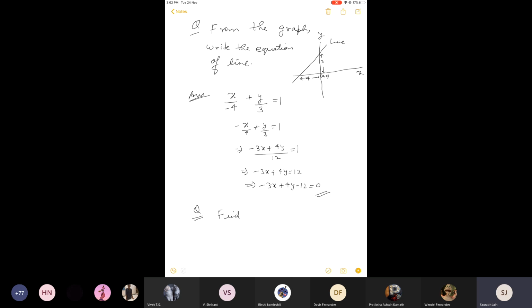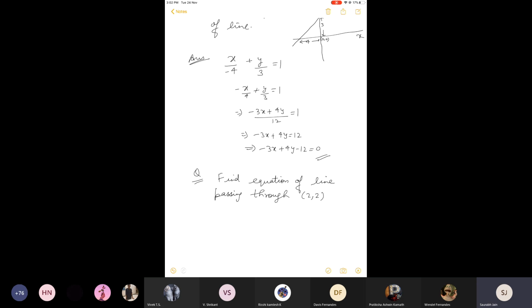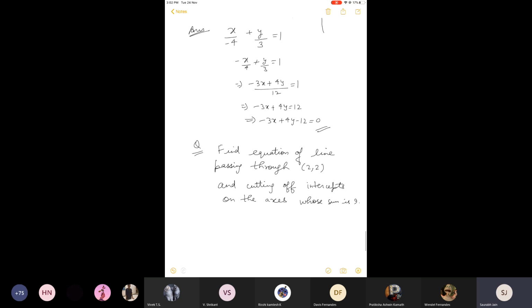Solve this question then. Find equation of line passing through 2, 2 and cutting off intercepts on the axis whose sum is 9. Solve this question.